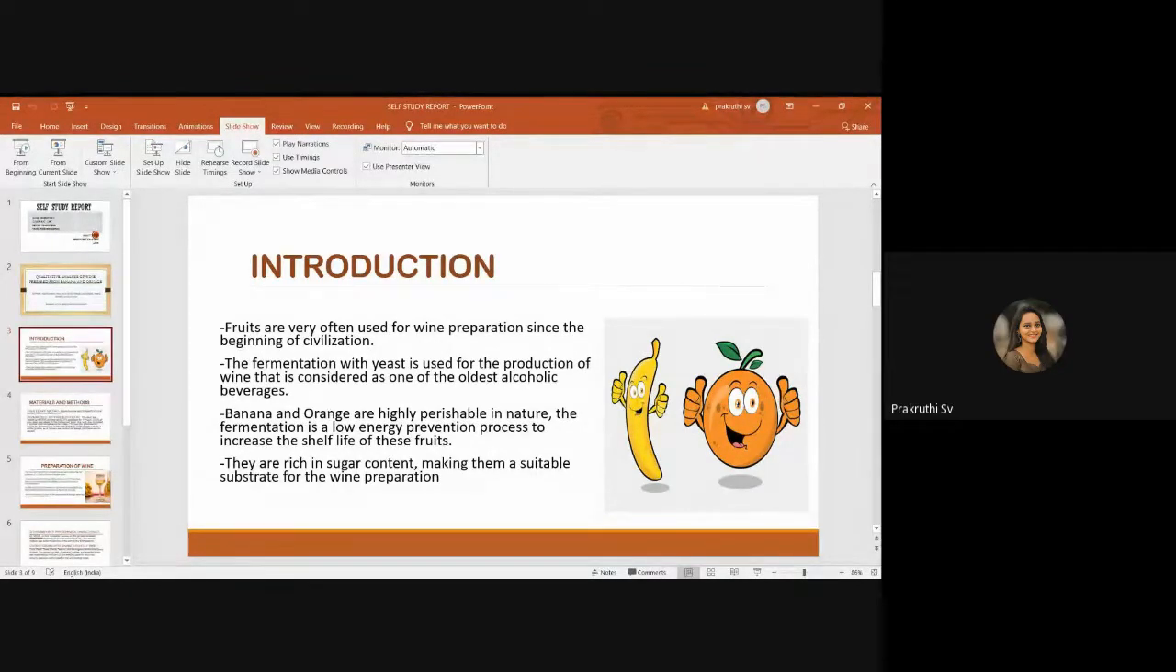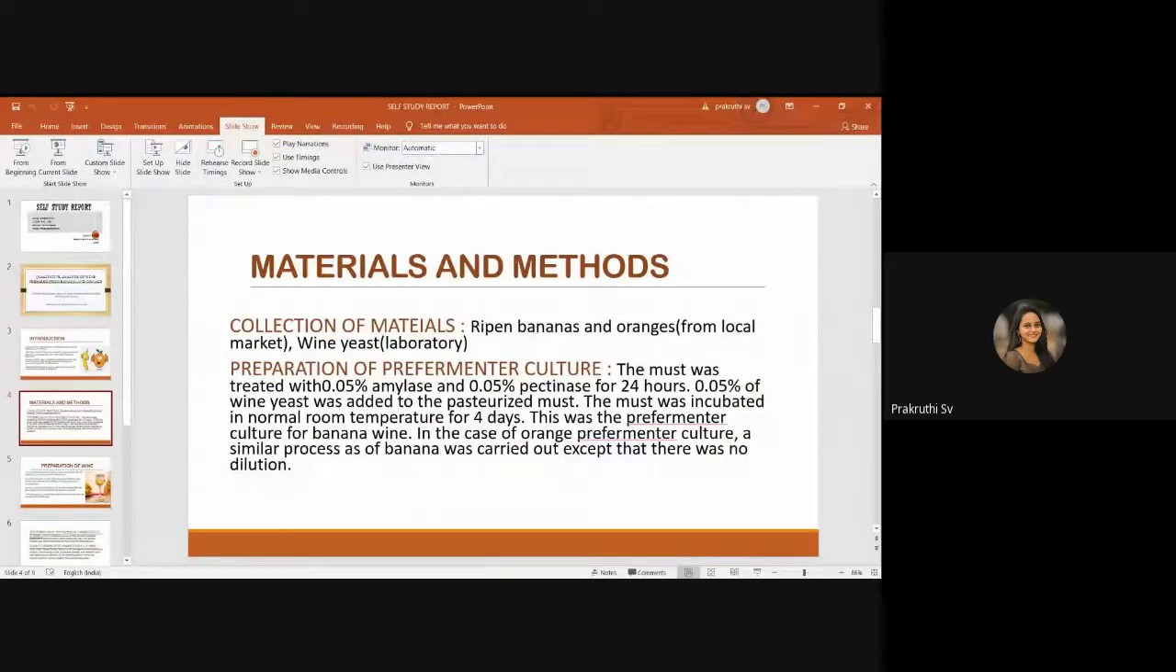So this study focuses on the preparation of wine from banana and orange along with the physiochemical and organoleptic evaluation. Materials and methods. Collection of materials: ripened bananas and oranges, and wine yeast. Preparation of pre-fermenter culture. Diluted solution of banana juice extracted from the pulp was taken as a banana must. This must was treated with 0.05% of amylase and 0.05% of pectinase for 24 hours, filtered and pasteurized. 0.05% of wine yeast was added. It was incubated at normal room temperature for 4 days. This was the pre-fermenter culture for banana wine.